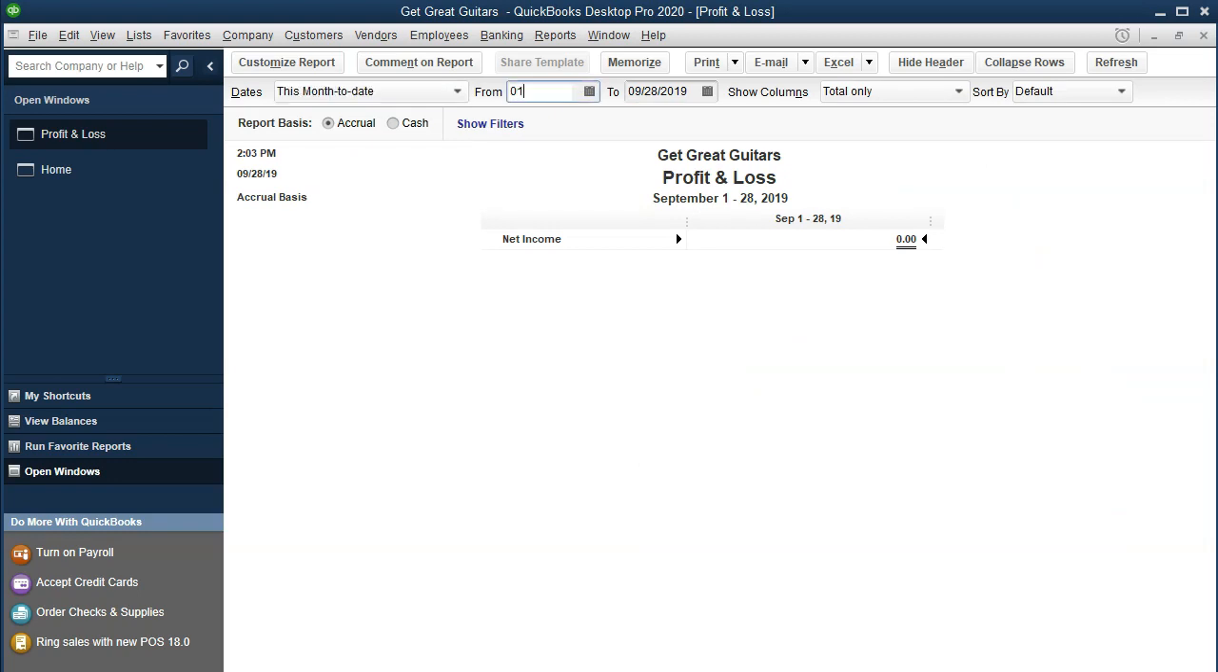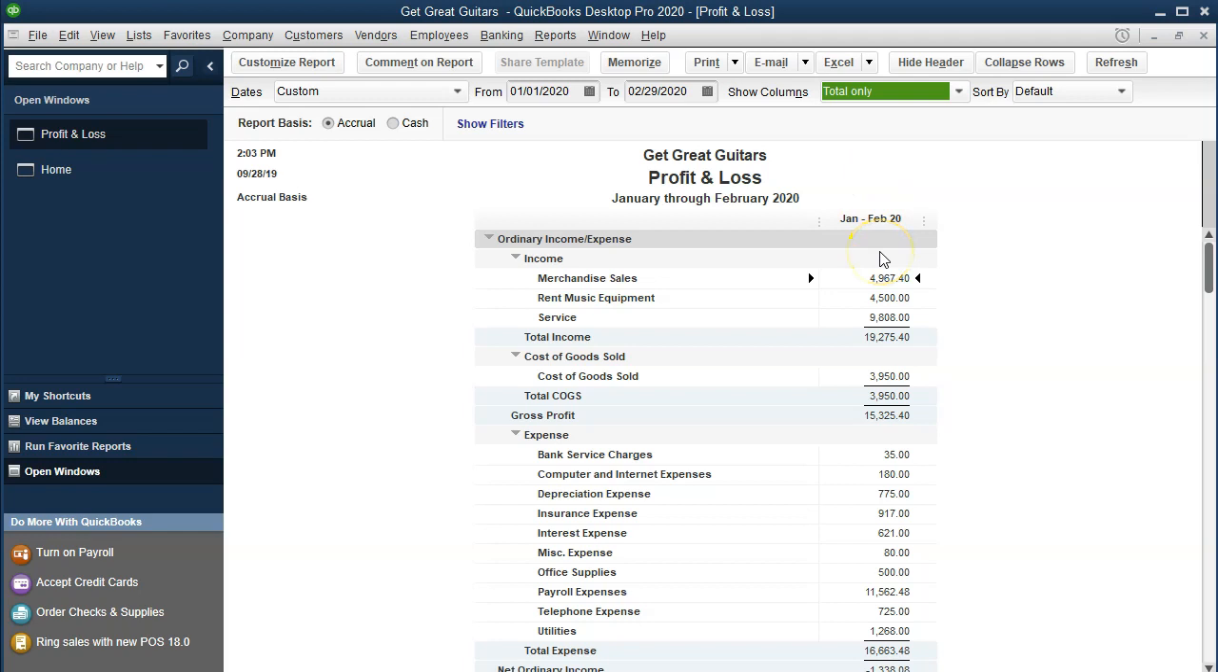So we've got from 01/01/20 to 02/29/20. You'll note that the profit and loss is the report that's going to have a timing type of component to it. It's a measurement of how we are doing over time. It's the revenue and the expenses, meaning how much did we earn over a specific time period or time frame, how much expenses did we have to incur in order to generate that same revenue over that time frame.